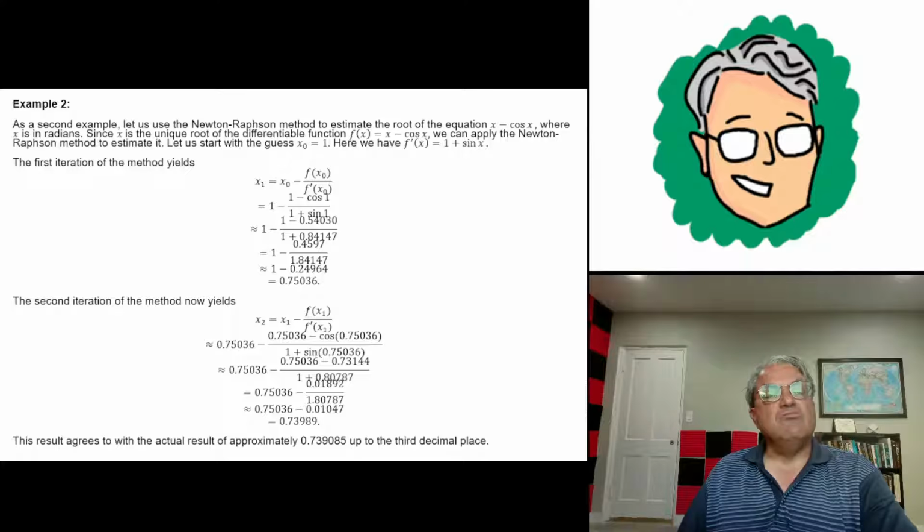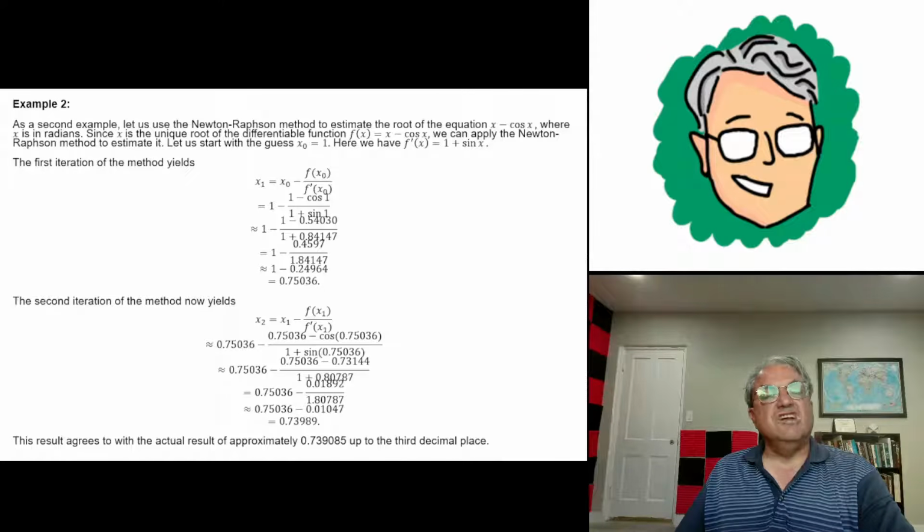So let's do it a second time. Now we just do the same thing. We plug in x1. So now x2 is x1 minus f of x1 over f prime of x1. Again, we just apply the formulas. f of x1 is going to be x1 minus cosine x1, and f prime of x1 is 1 plus sine of x1. And we know what x1 is. It's 0.75036. So when we plug in that value of x1 and simplify, this time we get approximately 0.73989. That's pretty good. It's not great.